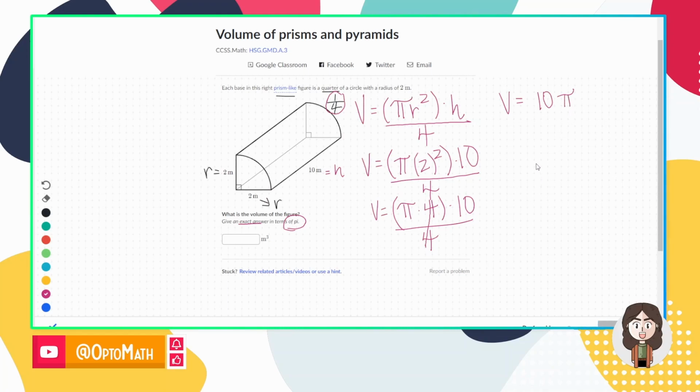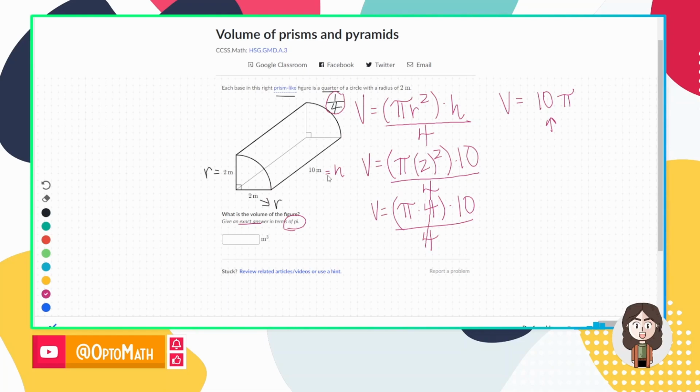Now, when it says give an exact answer in terms of pi, that means you do not want to multiply by pi with your calculator. You do not want to get an approximation. You don't want to get a decimal, basically. You want to leave it just like this. You're finished here, except for units.